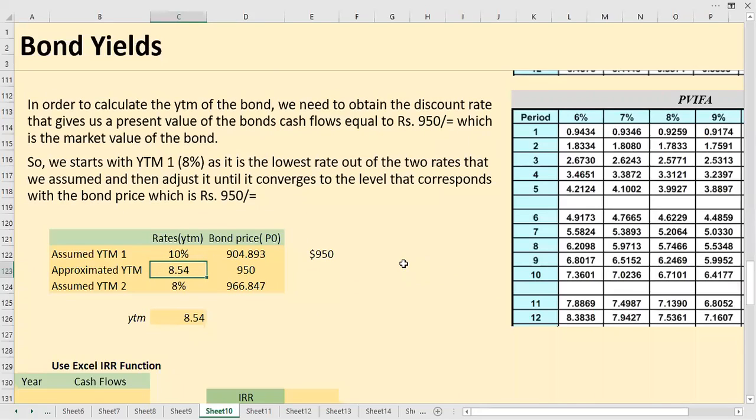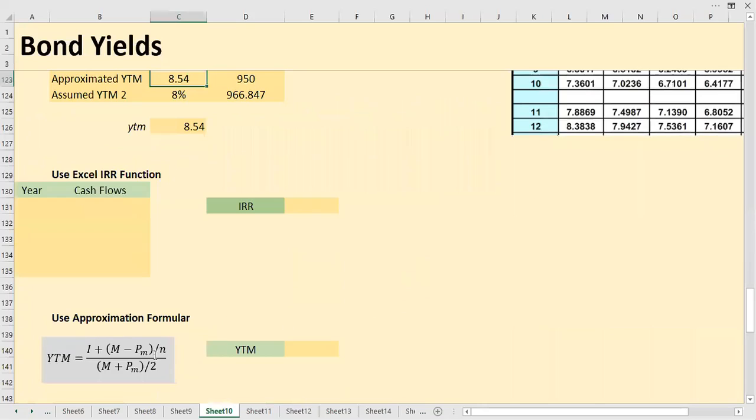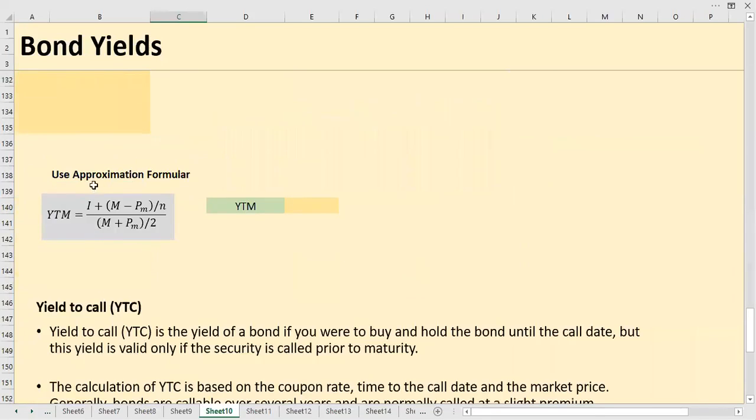But in your particular book, we have given you a separate formula where you can easily find it out. You can use that formula if you want. So let me give you an understanding about this formula also. I is equal to the amount of interest you are getting, so it is 70 rupees.